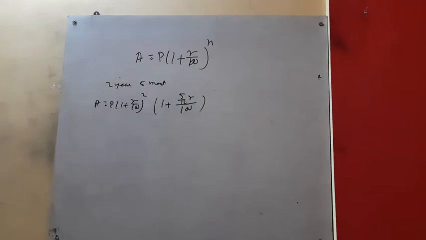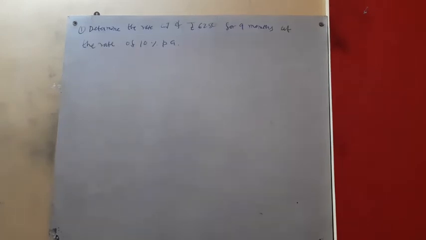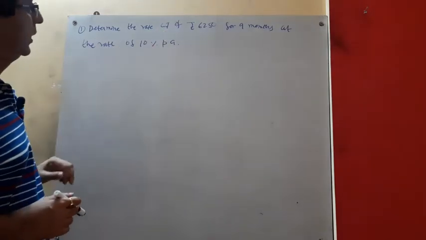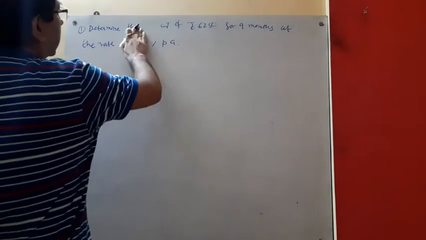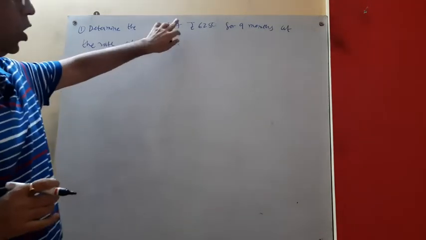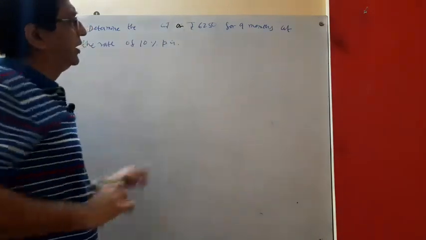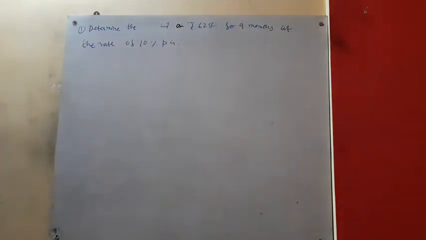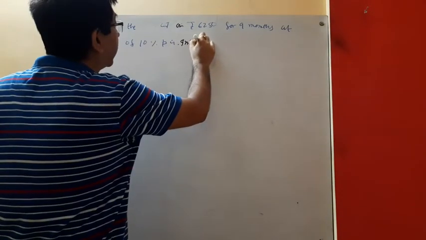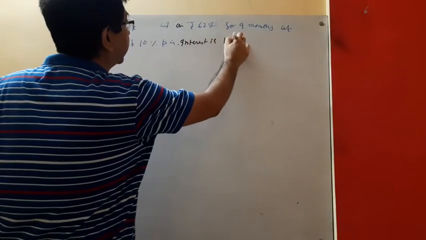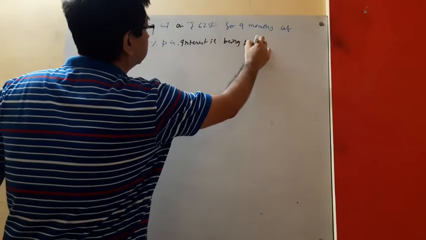So now we'll do some numericals on this part. Here, look, determine the compound interest on rupees 6250 for 9 months at the rate of 10% per annum. Look, it is given that for 9 months 10% per annum, and interest is being paid quarterly.